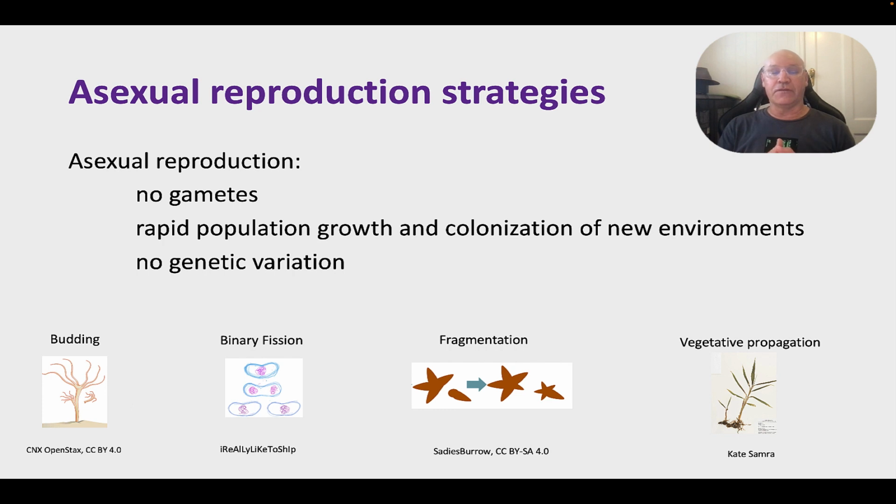The downside of it, though, is that there's no genetic variation, so the offspring are exactly the same as the parent. There's a number of different strategies that species can use for asexual reproduction. I've got some of them down here, and that's not even all of them. So budding is when a small version of the organism breaks off and lands on the substrate and grows. You might see this in things like Hydra, which is kind of like a Cnidaria.